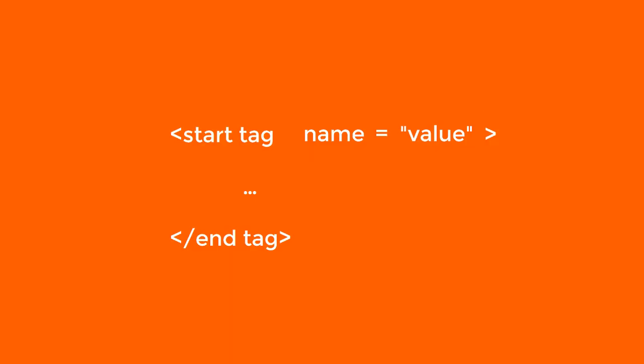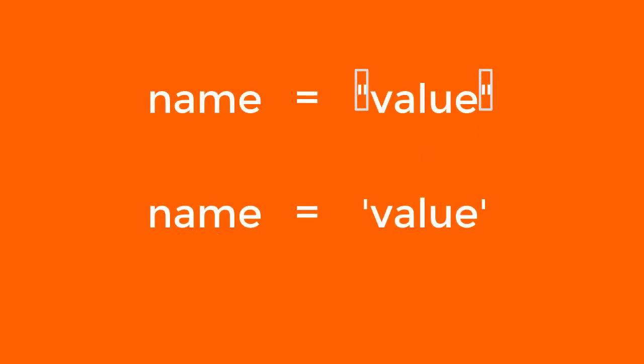Notice that attribute values are enclosed in quotes. Both single and double quotes can be used to enclose attribute values like this. Double quotes are, however, the most commonly used.